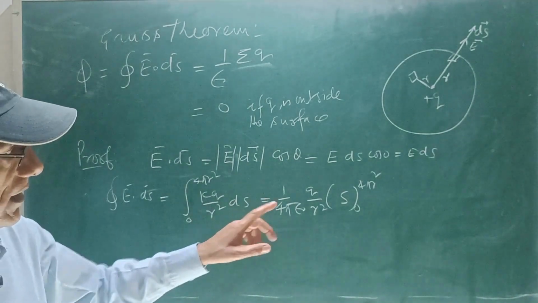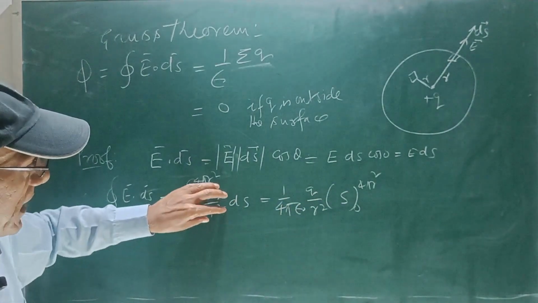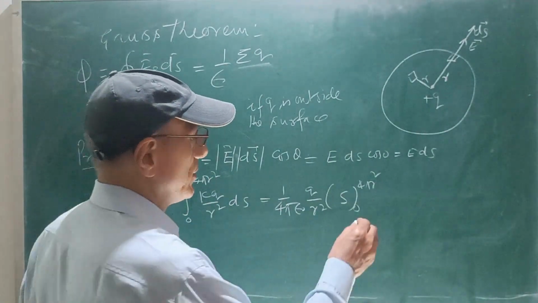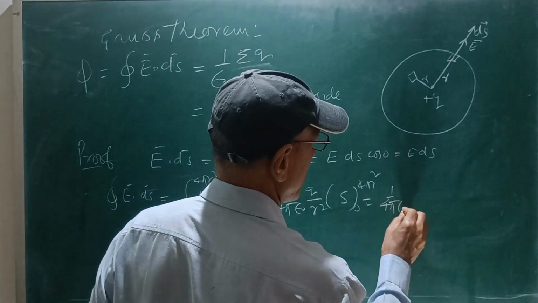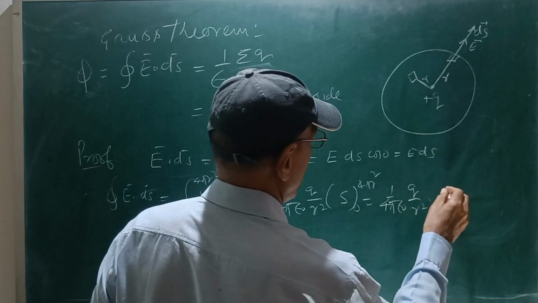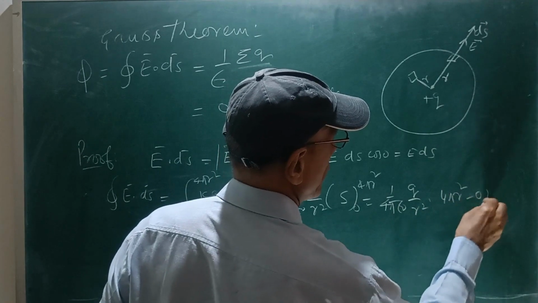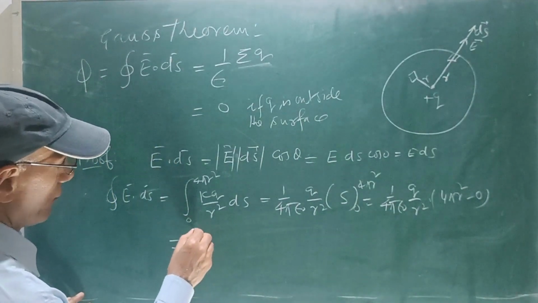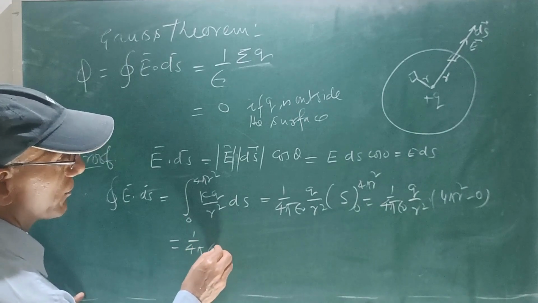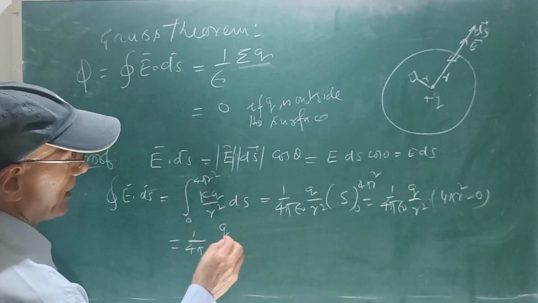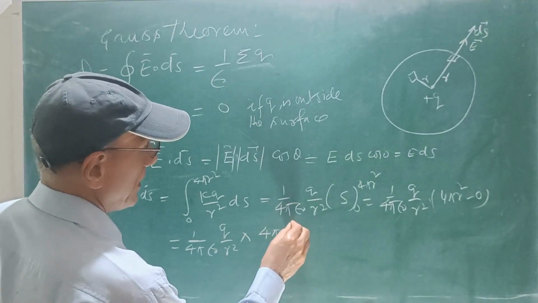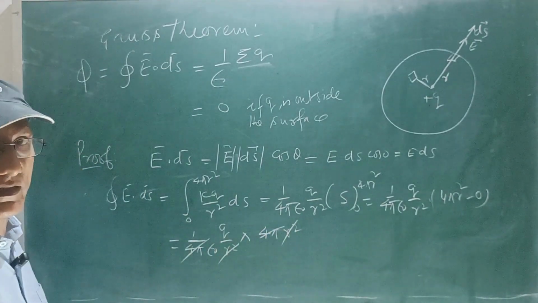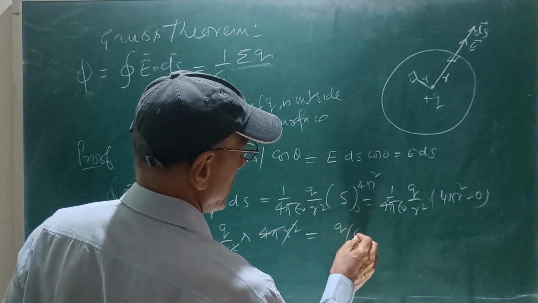The integration of ds will be s, so the limit comes 0 to 4 pi R square. All this will come outside because it is not depending on the ds. This can be treated as constant. So here this will be 1 upon 4 pi epsilon naught, Q by R square into 4 pi R square minus 0, upper limit minus lower limit. So this will be equal to 1 upon 4 pi epsilon naught, Q by R square into 4 pi R square. R square cancels with R square, 4 pi cancels with 4 pi, and it comes to be Q by epsilon naught.